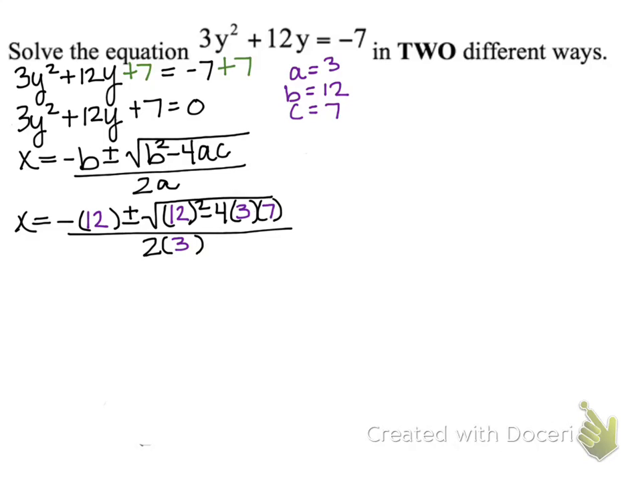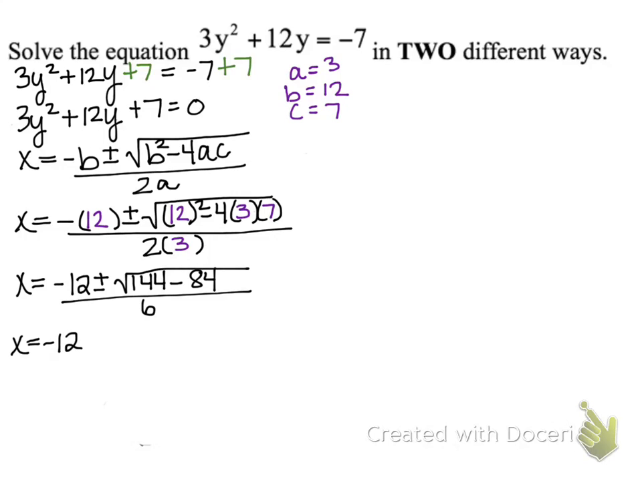Okay, so I plugged in my values of a, b, and c. Now I'm ready to start simplifying. So I'm going to get x equals negative 12 plus or minus the square root of 144 minus 84 all over 6. So that's negative 12 plus or minus the square root of 60 all over 6.